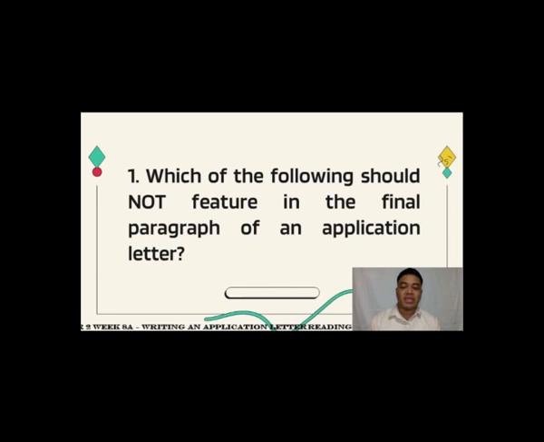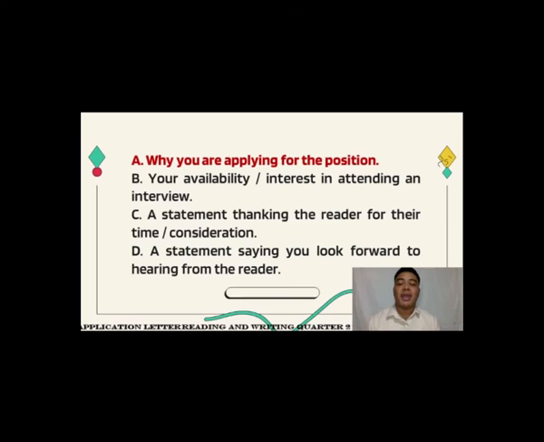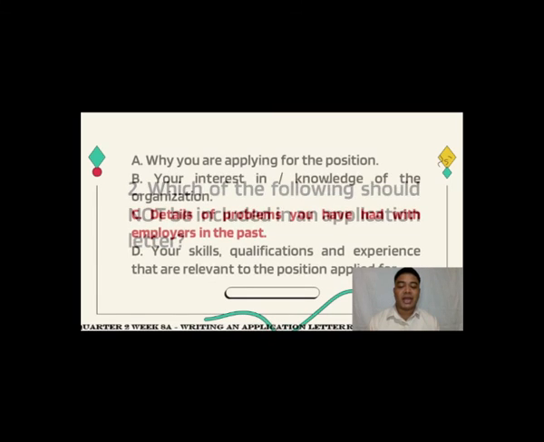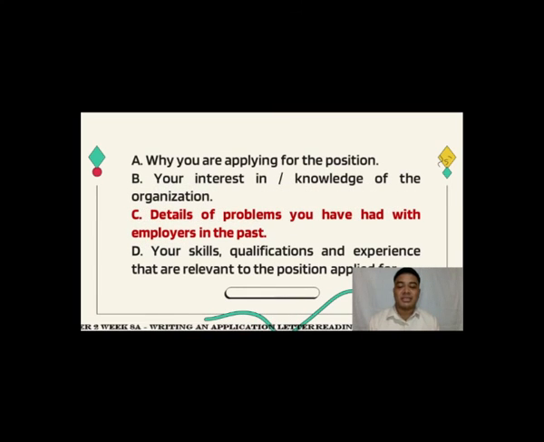And now let us check your answers. Number 1. Which of the following should not feature in the final paragraph of an application letter? The correct answer is letter A, why you are applying for the position. Number 2. Which of the following should not be included in an application letter? And the correct answer is letter C, details of problems you have had with employers in the past.